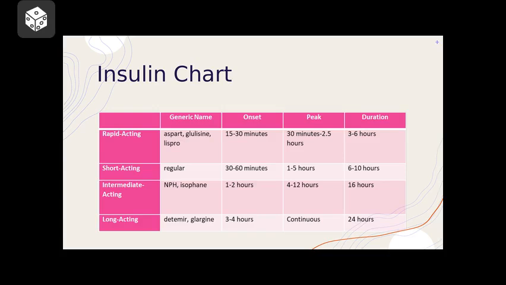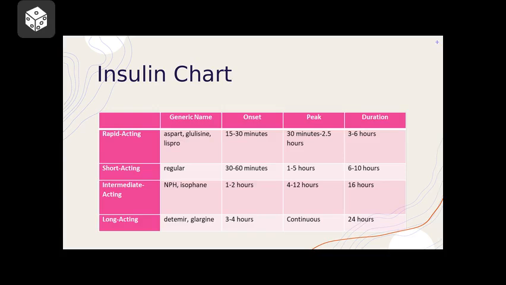Then we've got our long acting, that's our Glargine or our Detemir. That's going to be an onset of 3 to 4 hours. There's no peak with this long acting because it's going to give you kind of a smooth coverage without those peaks and valleys. And it's going to last for a 24-hour period, so you only have to take it once a day. To clarify, onset is when the insulin's going to hit the bloodstream and start to lower the glucose.